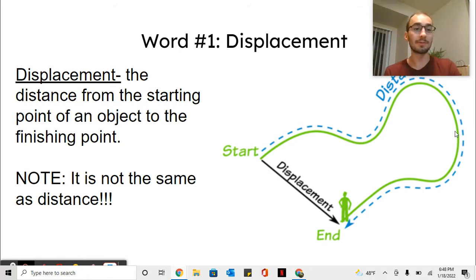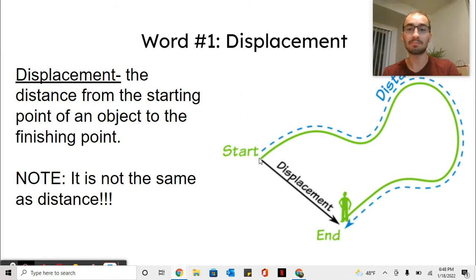Displacement is the distance from the starting point of an object to the finishing point. Note, disclaimer here, it is not the same thing as distance. It can be, but a lot of times displacement is shorter. So this picture that I have here really demonstrates it perfectly.